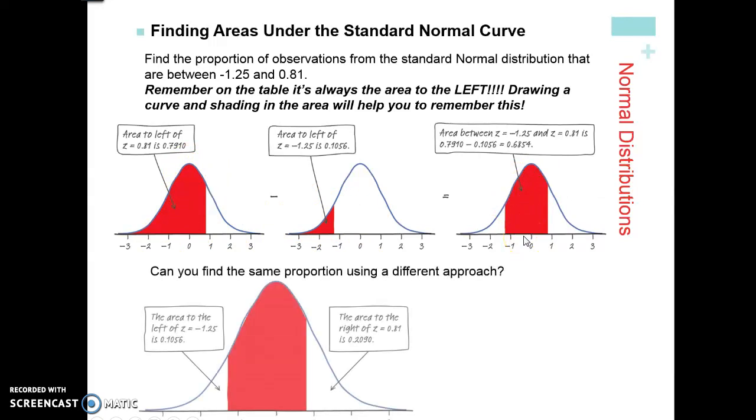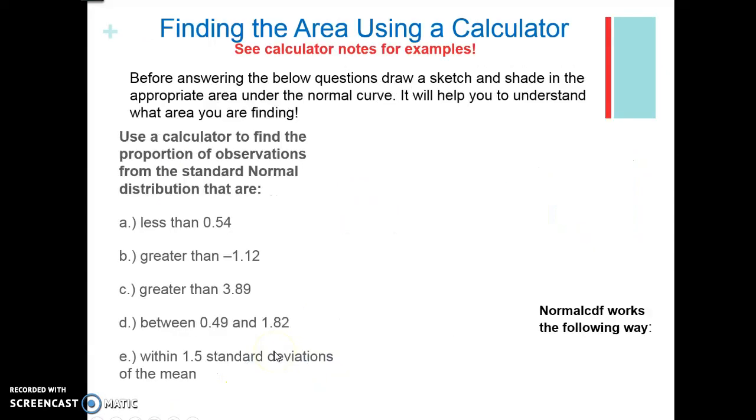Or just make sure that you go ahead and use your graphing calculator. There are directions in Blackboard on how to use your graphing calculator to find the area between two specific values. The other way to do it is to find the whole area under the curve and then subtract the area to the right, which would be this area right here, and then subtract the area to the left, which is this portion down here, which gives you your area in the middle.